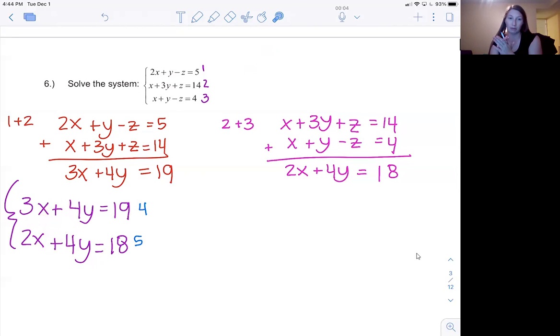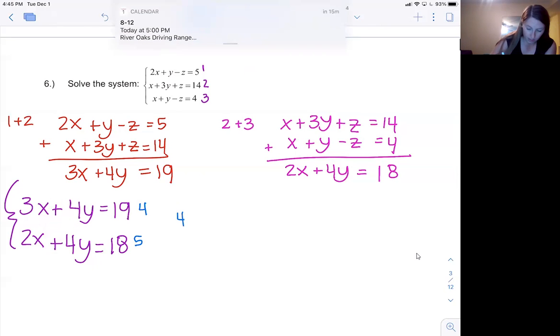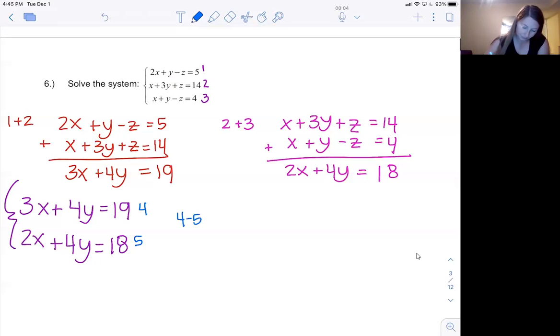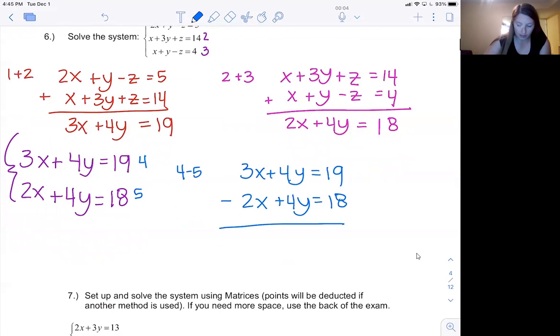So if I add them together, it will be 8y, but if I subtract them, it will be 0, which will get rid of my y's. So I'm gonna say 4 minus 5. So I've got 3x plus 4y equals 19. And I'm going to subtract 2x plus 4y equals 18. So I have 3x minus 2x, which is just x. 4y minus 4y is 0. 19 minus 18 is 1. So I've got what my x value is.